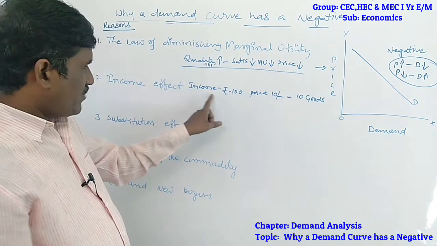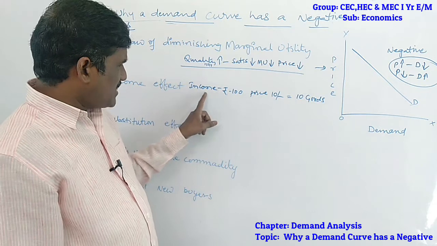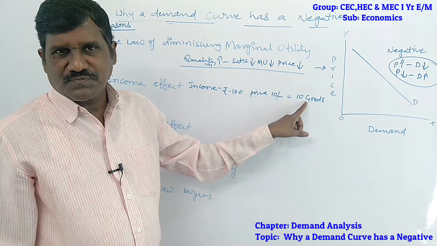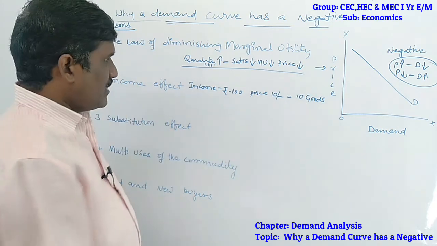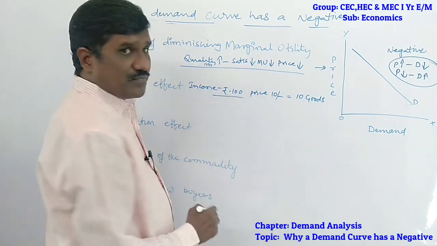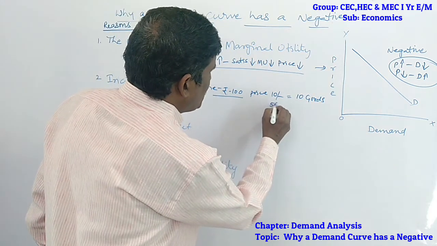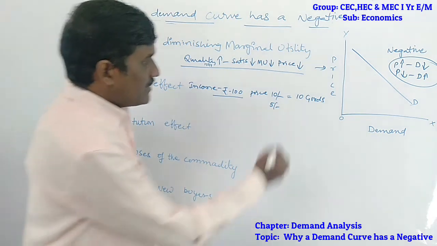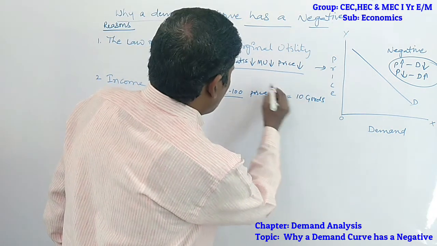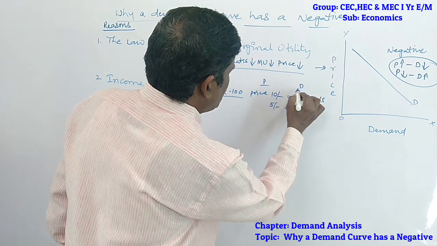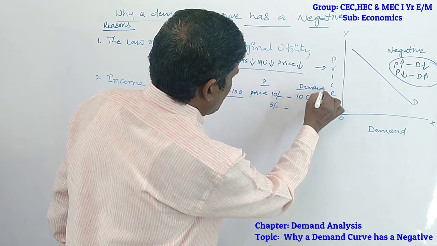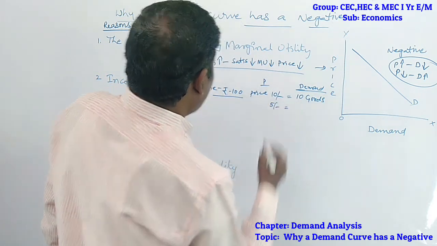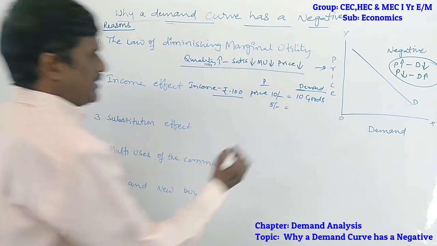For example, consumer has 100 rupees. Each price of good is 10 rupees. He gets 10 goods. Okay. Then there is no change in income, but the price of the commodity decreases. Then the demand, goods means this is price and this is demand. See? So the demand of the commodity, how many? Tell me. 20.